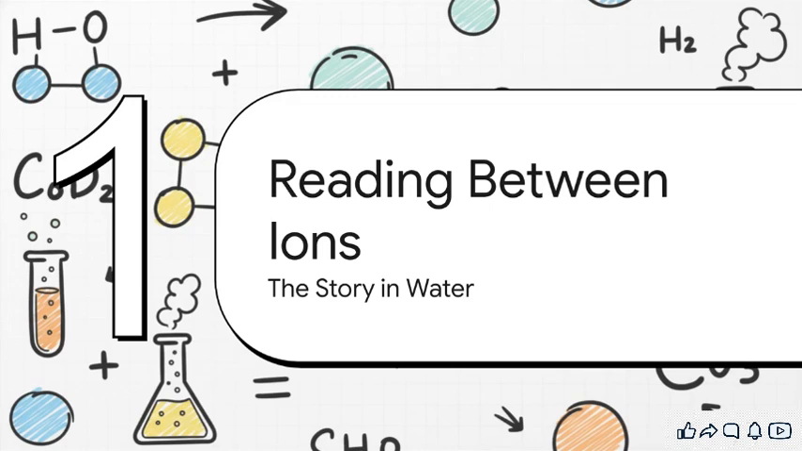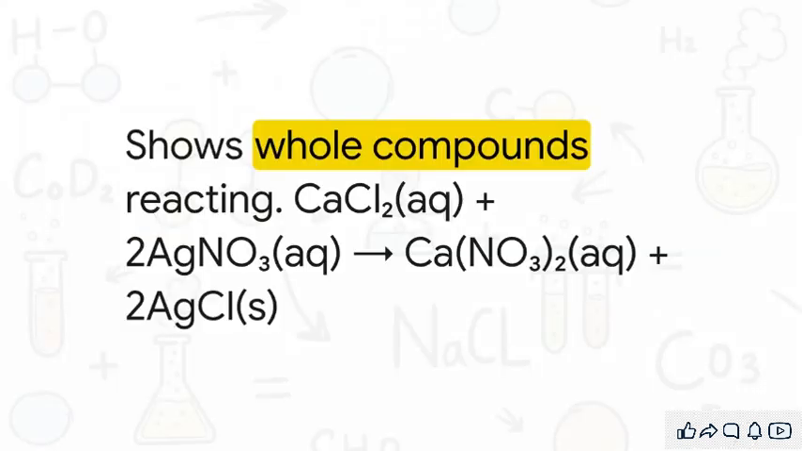Okay, for our final act, we're going to get a little more advanced. A ton of reactions happen in water, where compounds often break apart into these little charged particles called ions. And to see the real story, the true action, we need to look at what these ions are up to. So this is what a typical equation might look like on paper. It just shows the whole compounds. And see those little letters in parentheses? AQ means it's dissolved in water, and S means it's a solid.